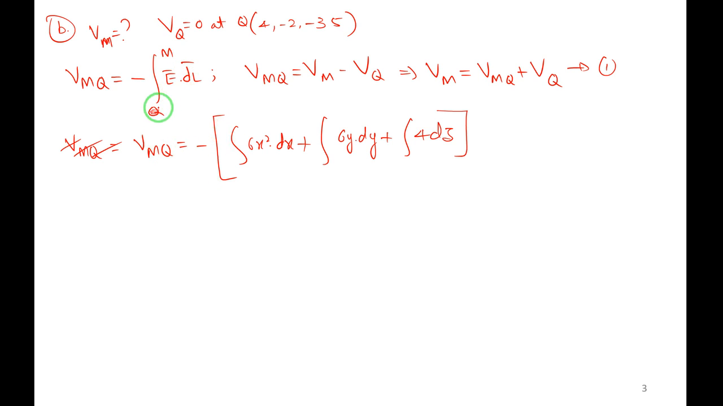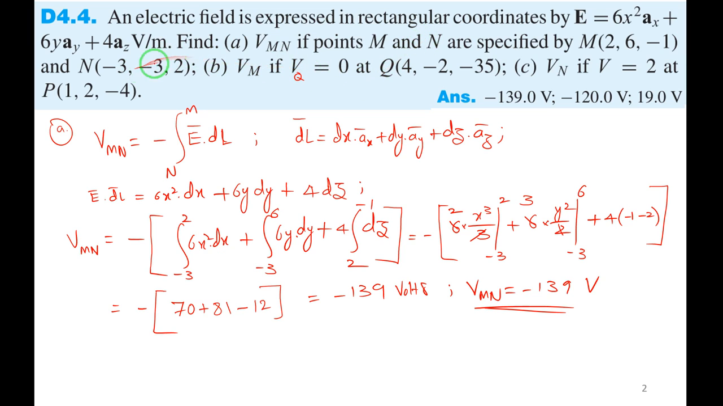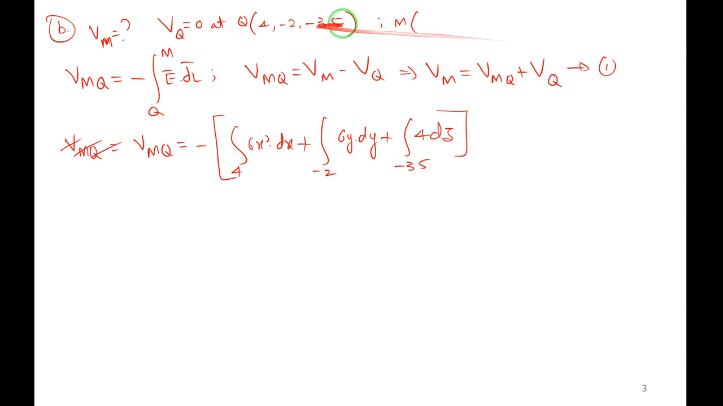First I'll write the coordinates of Q. Coordinates of Q are 4, minus 2, minus 35. After writing, please check it corresponding to x: dx means x is coming, dy, y, dz, right? Then Q to M, write the coordinates of point M. The coordinates of point M are not given here, we will use the ones from the same problem: 2, 6, minus 1. It is with respect to x, no problems. The same thing we can do directly. I hope you will do this.